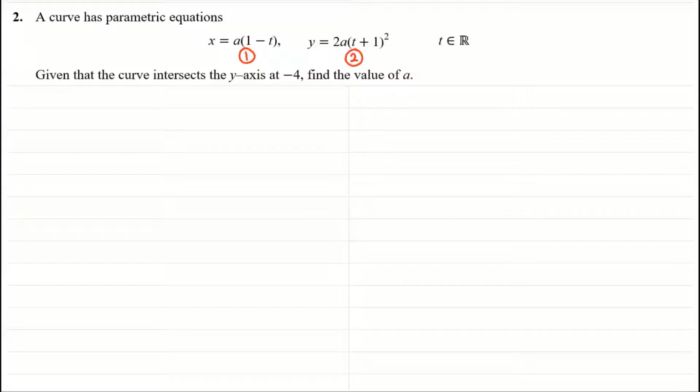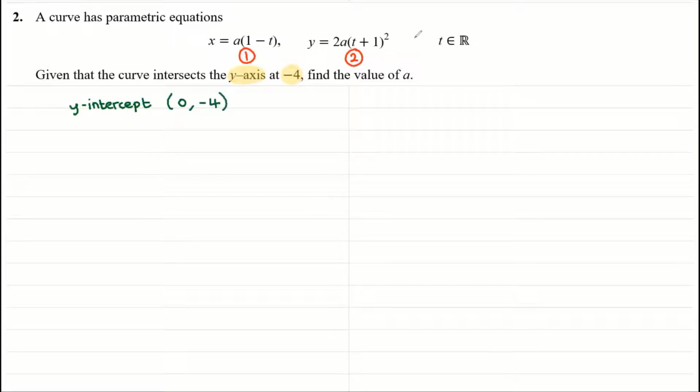Okay, now in example 2, we have parametric equations with an unknown constant a, which we have to find. And we're told some key information. We're told that the curve intersects the y-axis at negative 4 right here. So it's the y-intercept essentially. So let's just make a note of what we know. So the y-intercept, now, if it intersects the y-axis at negative 4, we can write that down as a pair of coordinates. So it's simply going to be at 0, negative 4.